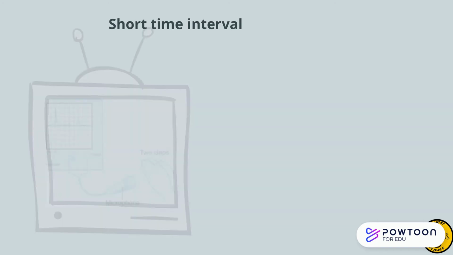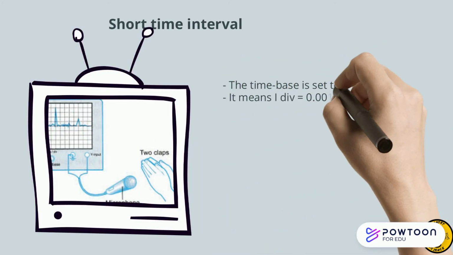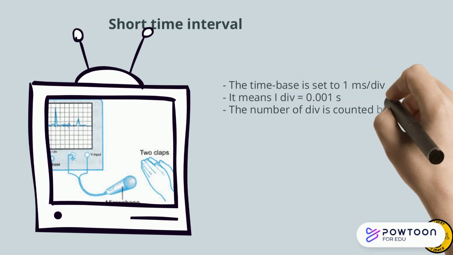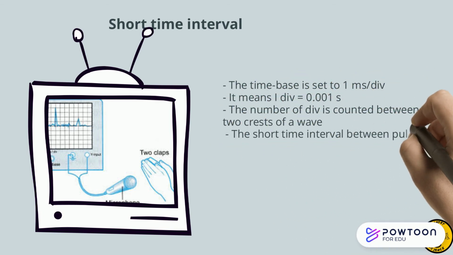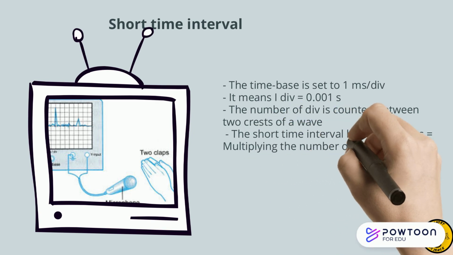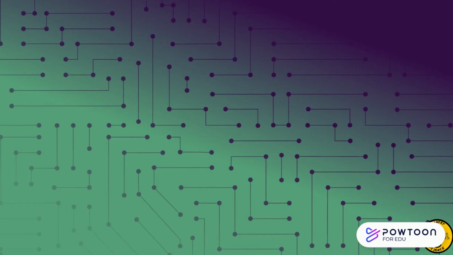Short time interval. The time base is set to 1 millisecond per division. It means 1 div is equal to 0.001 seconds. The number of divisions is counted between two crests of a wave. The short time interval between pulses is equal to the number of divisions multiplied by the time base.